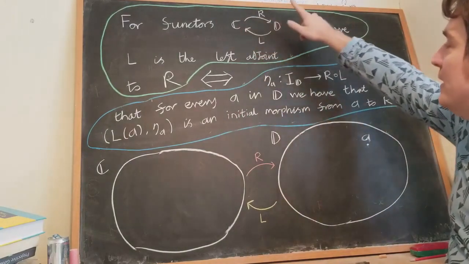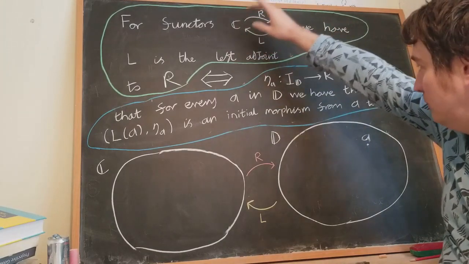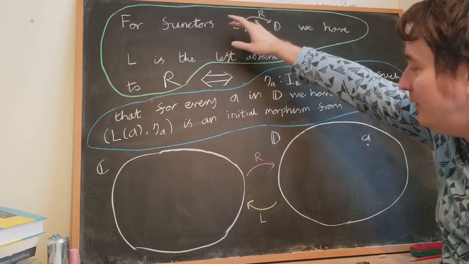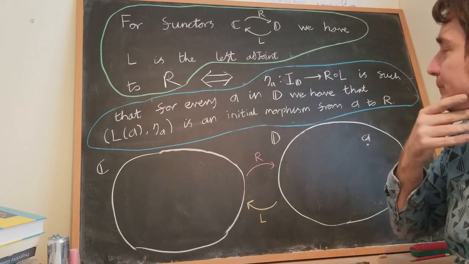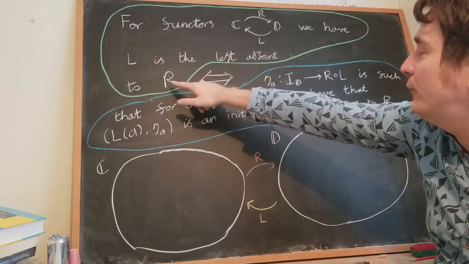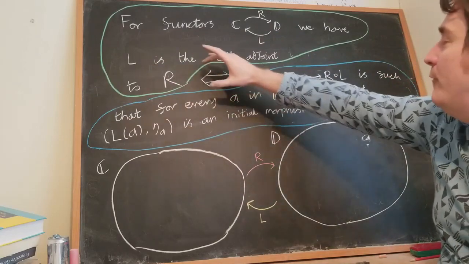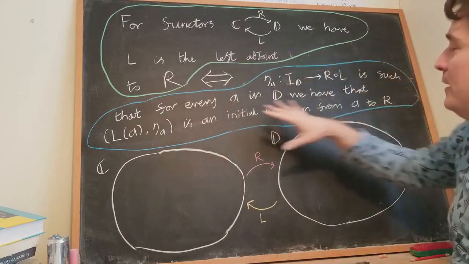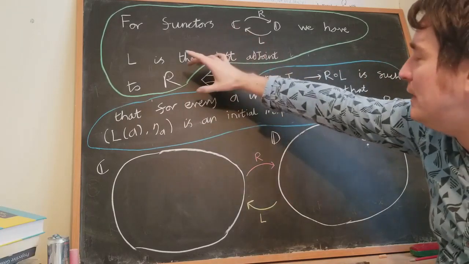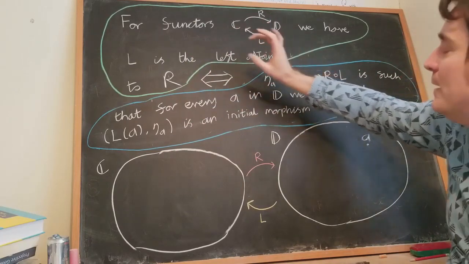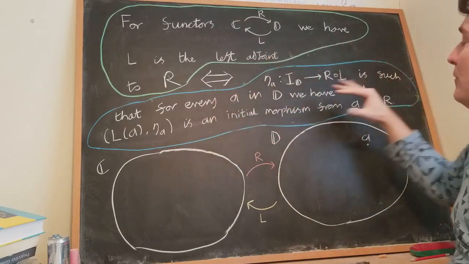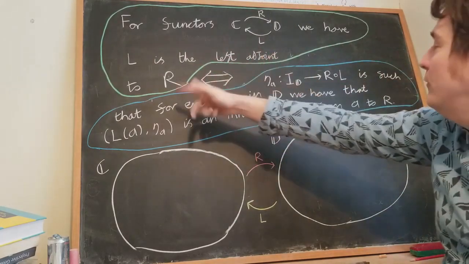We've got a category C and a category D, a functor R going from C to D, and a functor L going from D to C. Now, I'm saying that L is the left adjoint to this functor R if and only if this statement in the blue circle holds. So this symbol here means if and only if. It means the green statement implies the blue statement, and the blue statement implies the green statement. Okay. So what's this definition, which is equivalent to saying that L is the left adjoint to R?